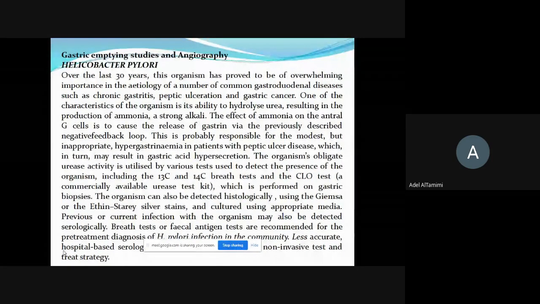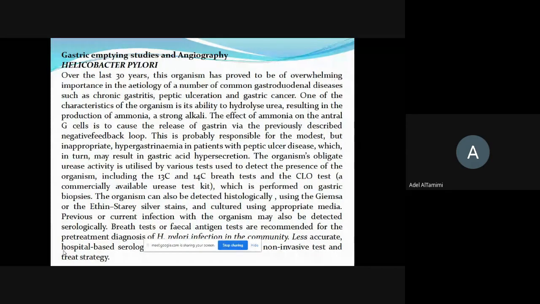Ammonia is alkaline. Consider the effect of ammonia on the antral G cells. We said the G cells are sensitive to acidity. The higher the acidity, the more it suppresses the G cells and inhibits gastric acid secretion. The lower the acidity, meaning alkaline, the more the G cells are stimulated to produce more gastrin, and more gastrin will stimulate enterochromaffin cells to release histamine, and then release hydrochloric acid.